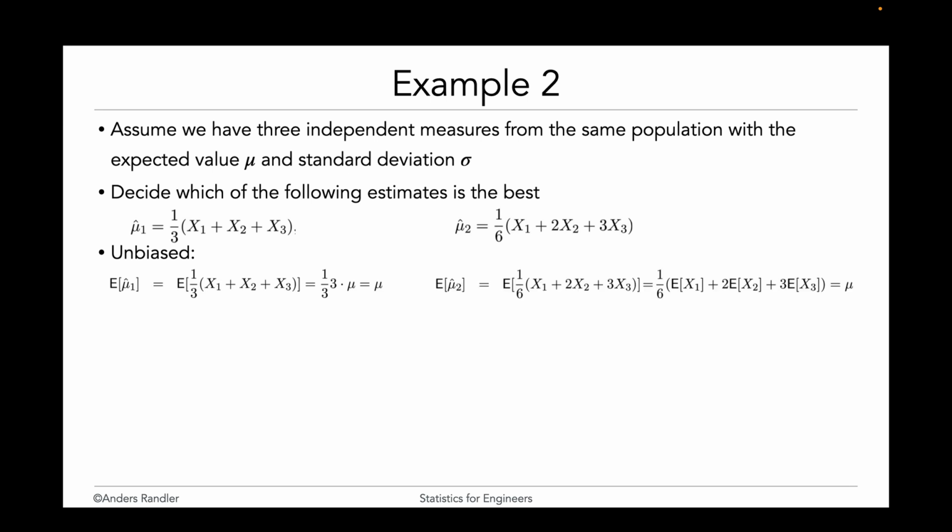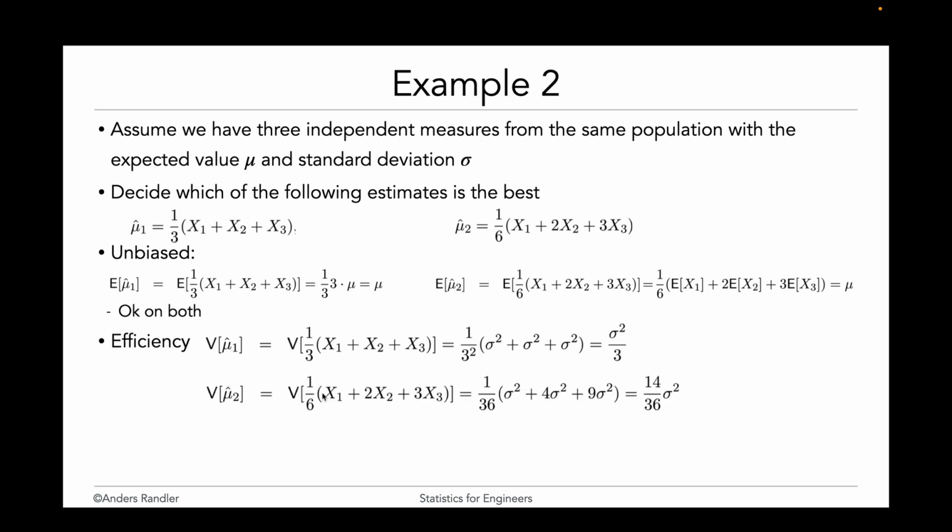And this, I think you might feel, well, yeah, that wasn't too hard to understand. But what about the efficiency? Well, if I just look at the variance of the first one, using all the rules that I already know, I get sigma squared divided by 3. What about the second one then?